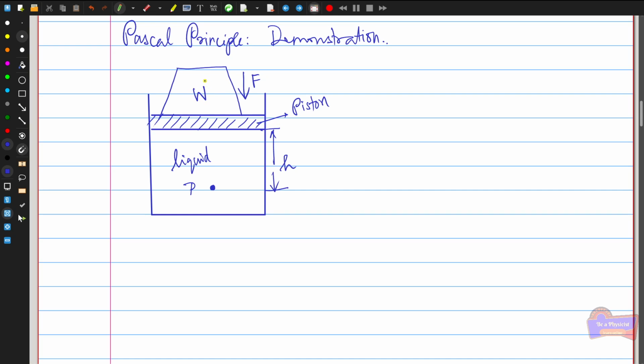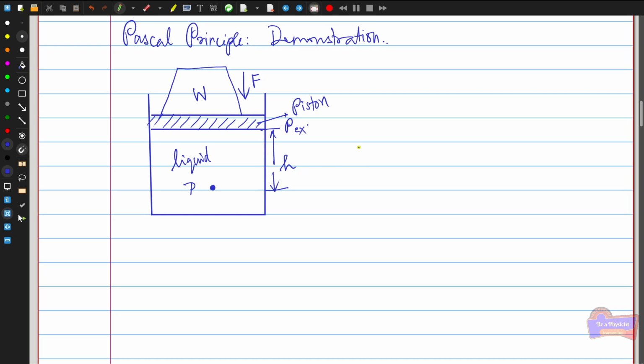That means the weight is kept on the piston. So when you put the weight on this piston, the pressure is exerted on this liquid. Since the liquid is incompressible, there is a pressure acting on this liquid. Suppose this pressure exerted at this point is taken as P_ext, and you take any point in this liquid. Let us say I take the point P, which is situated at some height h.